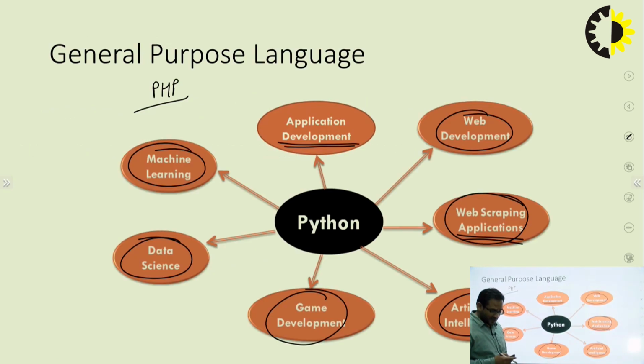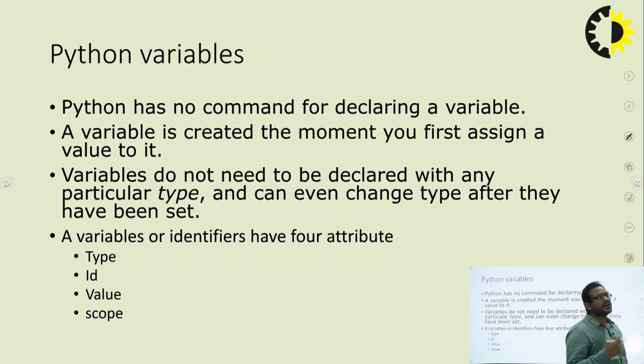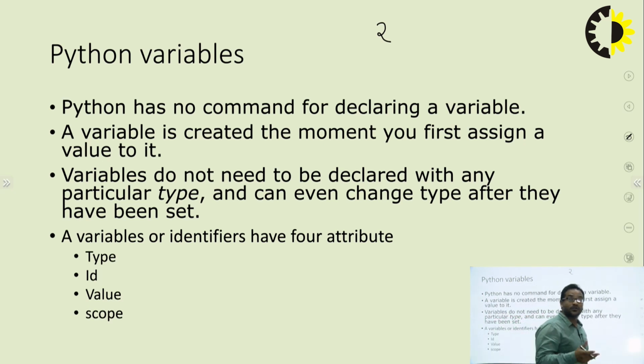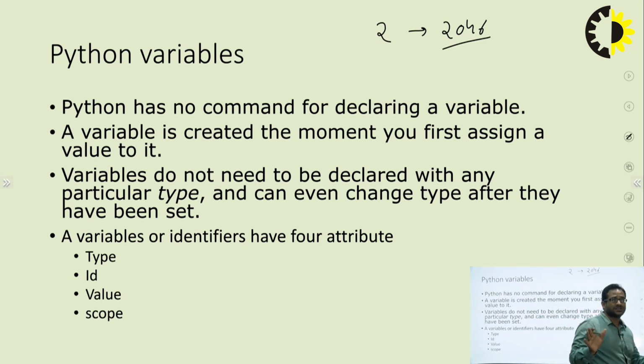Now, what is a variable in Python? You have to first understand what is a constant and what is a variable. A constant is basically something which you never change. For example, what is this? 2, that is a constant. In 1947, it is 2. In 2023, it is 2. And if anybody asks in 2046, it is again 2. That is a constant. It never changes, right?